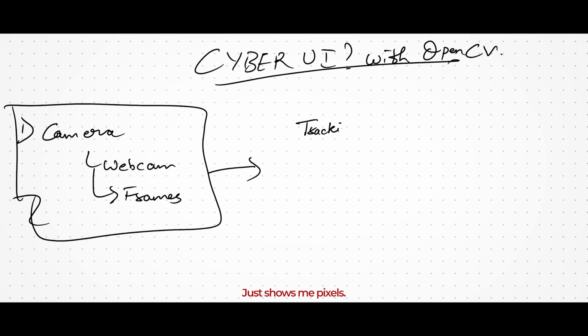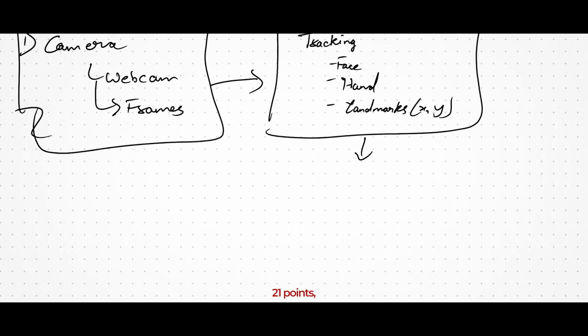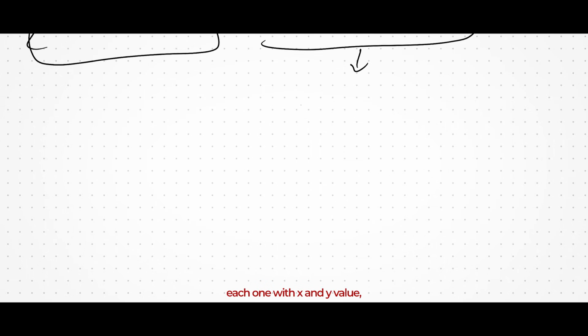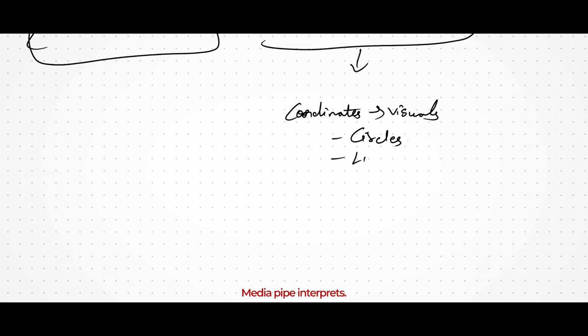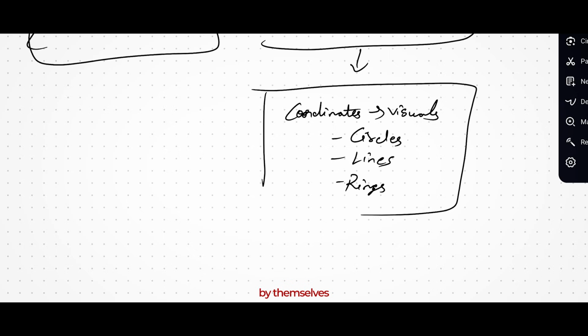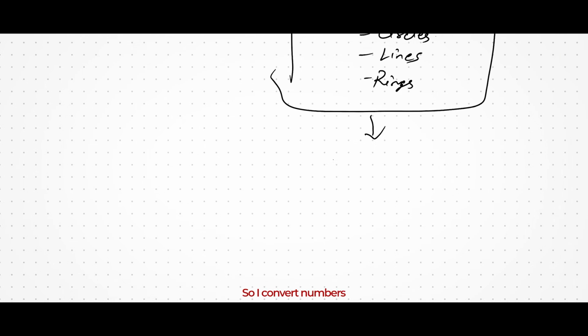OpenCV just shows me pixels. MediaPipe actually understands what's inside the frame. It detects my hand and gives me landmark coordinates, 21 points, each one with X and Y value, whatever that is. So OpenCV captures, MediaPipe interprets, I visualize. Those coordinates by themselves don't look cool. So I convert numbers into visuals, circles, particles, whatever I want.